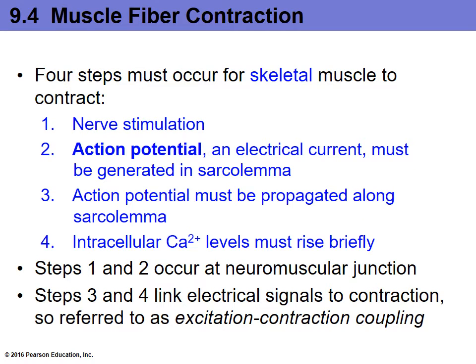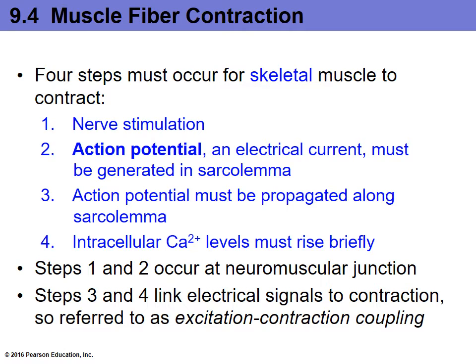Now, I'd mentioned to you previously that something that makes skeletal muscle unique is that it requires nerve innervation to actually start the contraction process. And it turns out that that is just one part of it. On your screen, you're looking at the 4 steps that are required in order for skeletal muscle to contract. It shouldn't surprise you that nerve stimulation is the first item to be discussed.